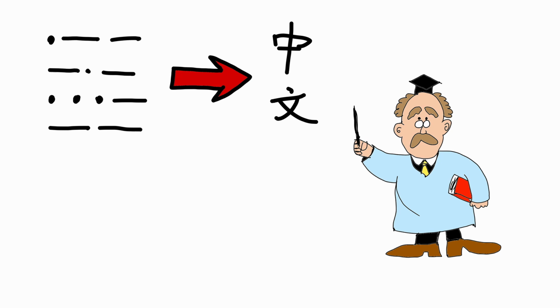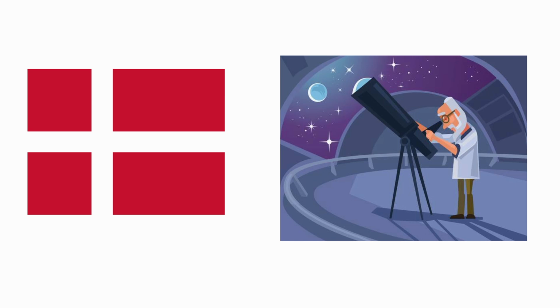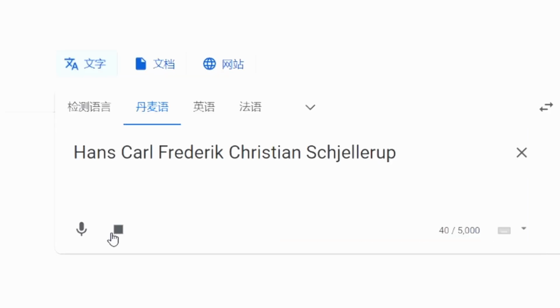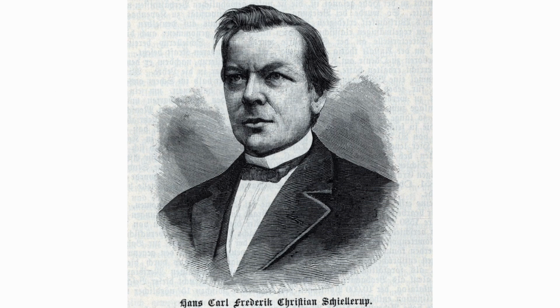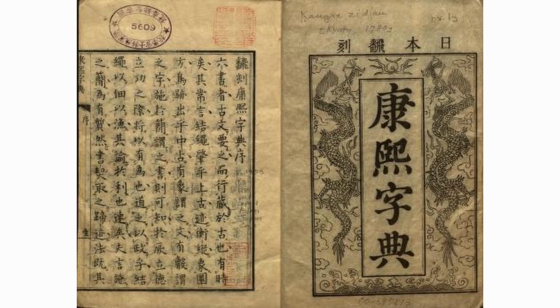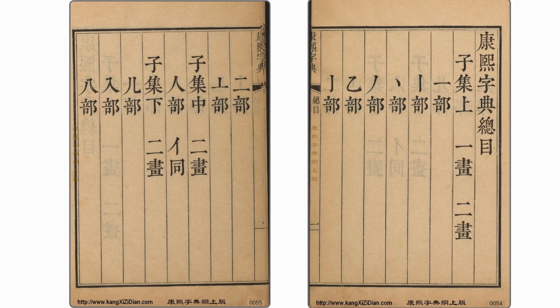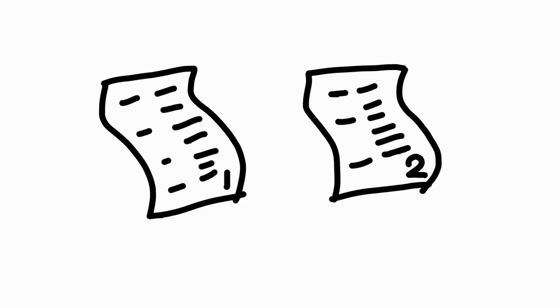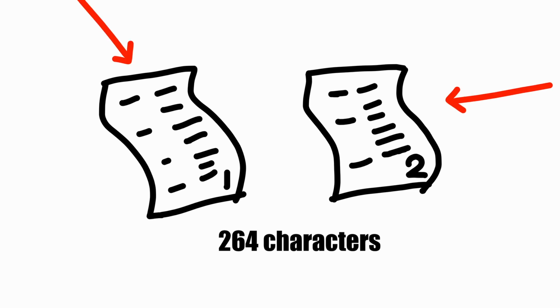Before 1870, there were many scholars who tried to make a Chinese telegraph code, but none of their projects went very smoothly, until a Danish astronomer, Hans Carl Frederik Christian Schellerup, answered this question. He used the Chinese character retrieval of the Kangxi Dictionary as his classification standard, and then finished his first draft, but his draft only had 264 characters on 2 papers.